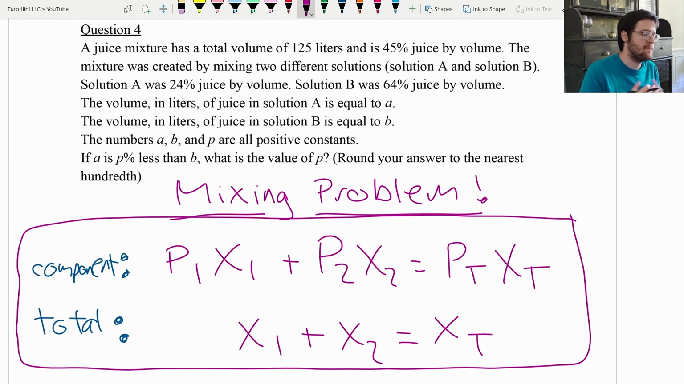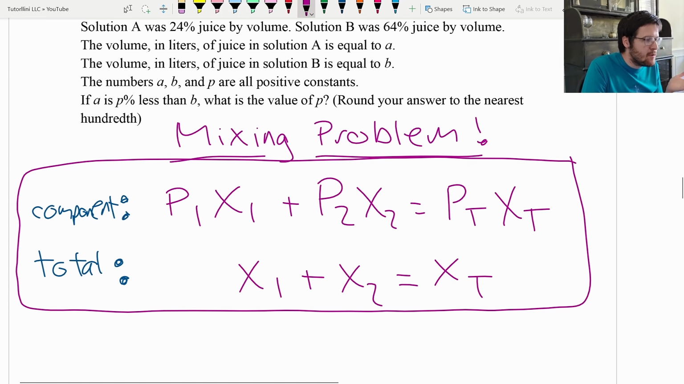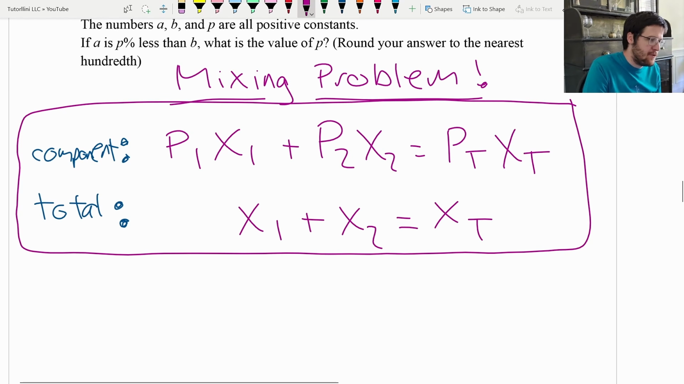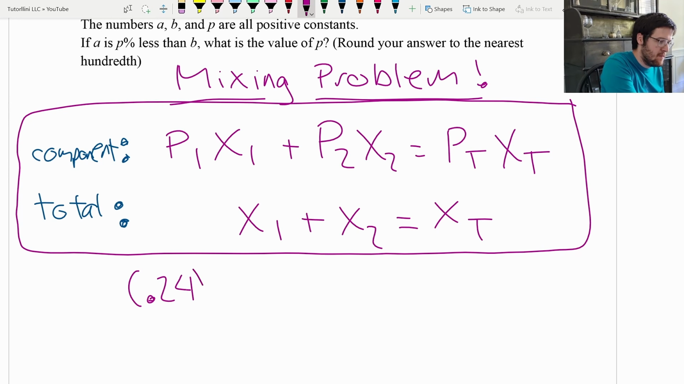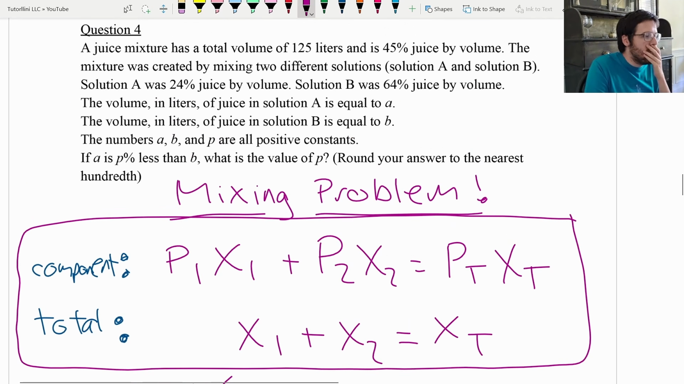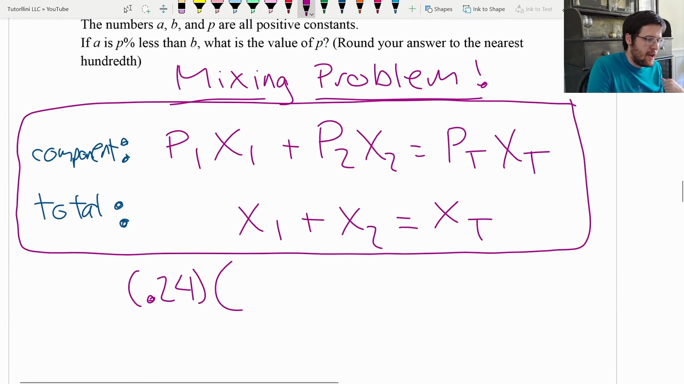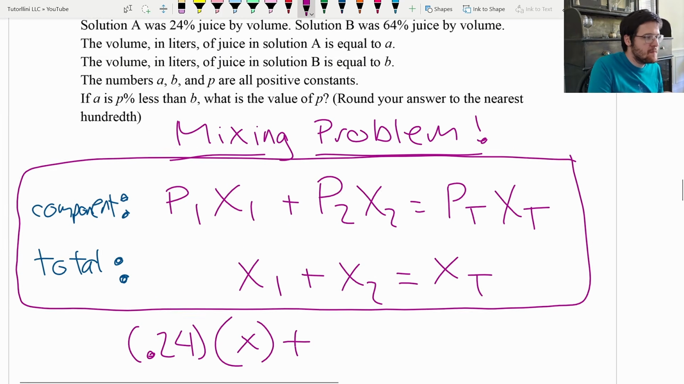Total volume. Okay, so I'm going to make solution A the first one. It says solution A was 24% juice by volume. So 24%, if you divide by 100, that's 0.24. So I'm going to do 0.24. And then we don't know how much of solution A is in it, so I'm going to call that X. I'm going to use X and Y so that we can plot it on Desmos.